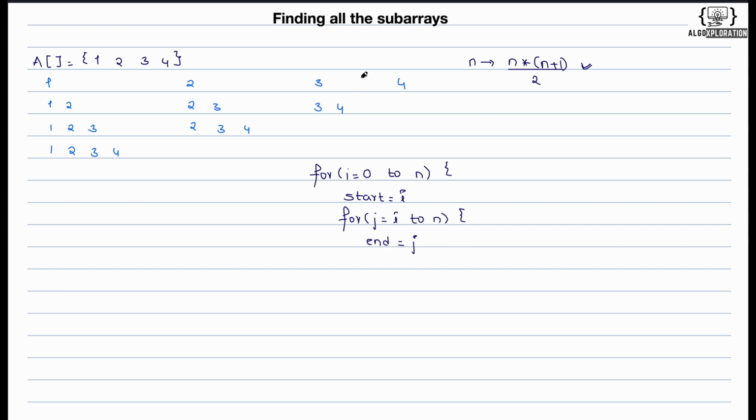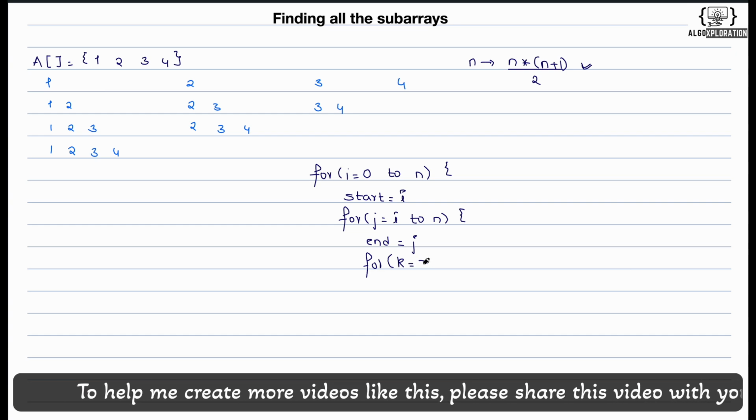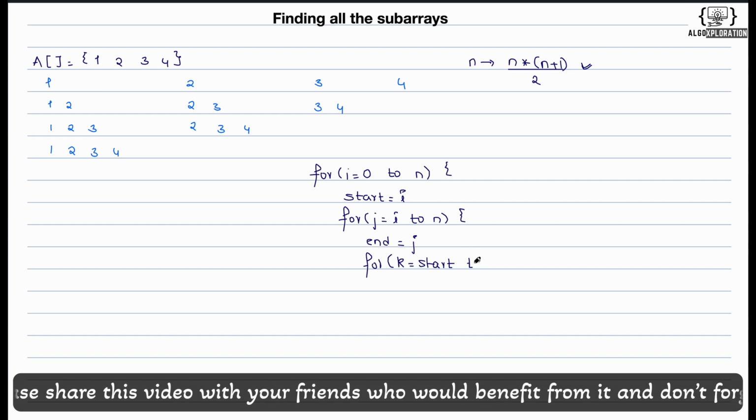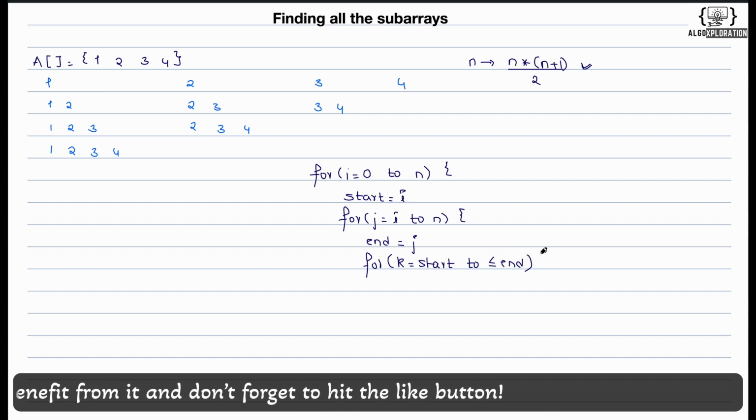Now after that, let's say start is here, end is here. Now I'm going to iterate from start to end, in which all these values are going to be stored in the external array. So for k, which will be starting from start, and it will go till less than or equal to end. Don't forget that, less than or equal to.